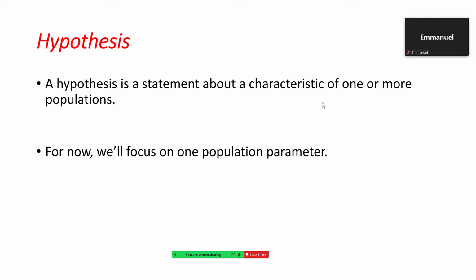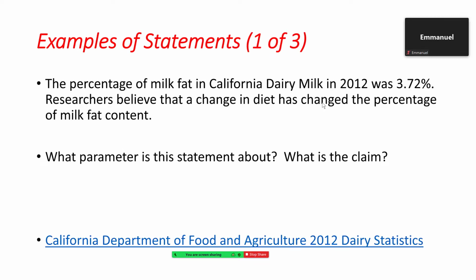For now, we're going to focus on one population parameter. When we're talking about a statistic, it's for data. When we're talking about a population thing, it's a parameter. So these are like the statistics: the mean, the proportion, standard deviation, variance, things like that. So, give you some examples.